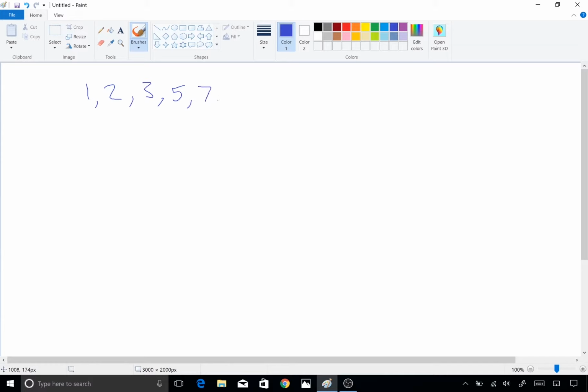7 is prime. 8 is not prime because 8 equals 2 times 4. And the prime factorization of 8 would be 8 equals 2 times 2 times 2, where it's written as a product of primes.